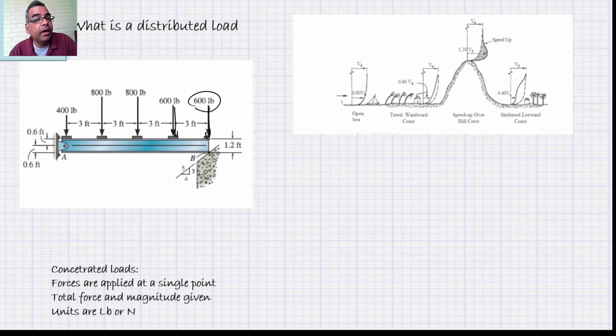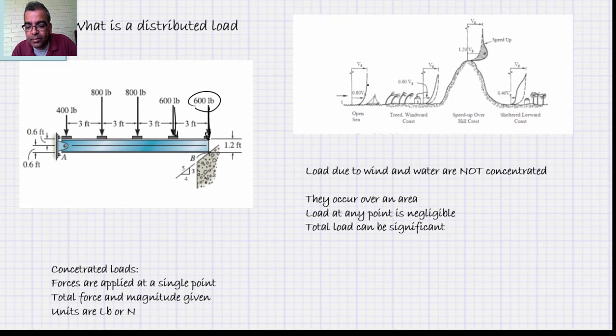For example, wind loads on a building. If you are near the ocean, you will not get a single point load. What you will get is a load spread over a huge area. The load at any particular point will be very small, negligible actually, but it will add up. Even if it's a hurricane, the force of the wind is not that high compared to, say, a bullet. But because it acts over a wide area, it can have a devastating effect. So we have to be prepared for that.